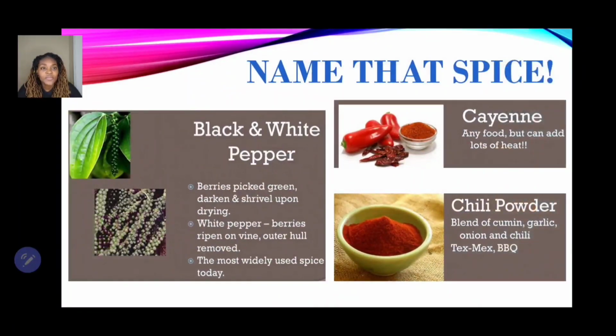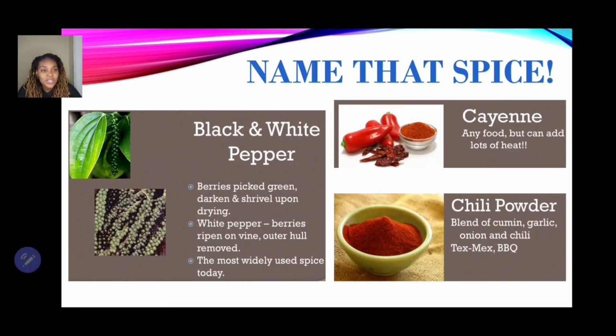Good. Now the first one we're starting off with is pepper. So we have black pepper, and there's also white pepper, right? So these are berries picked green, darkened, and shriveled upon drying. Good. And as it relates to white pepper, the berries are ripened on the vine and the outer hull is removed, right? So that is how we get white pepper versus black pepper, right? And it is the most widely used spice today.